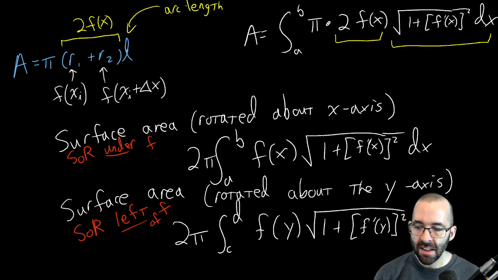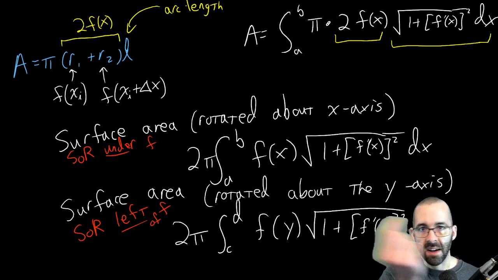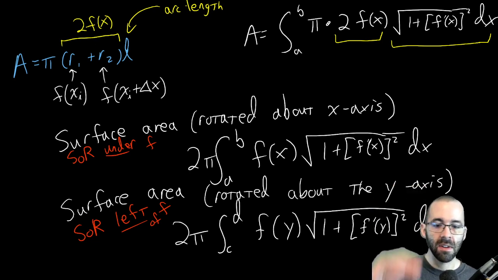Okay, we'll see that in this example problem that I'm about to do. But that is an important distinction. Otherwise they're basically the same formula. Just remember that when we're talking about things in terms of y, we're thinking of left and right. Whereas in terms of x, we're thinking of up and down, top and bottom.